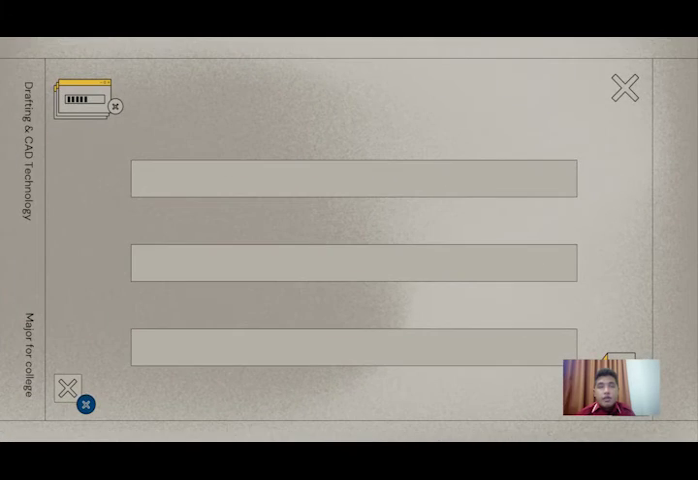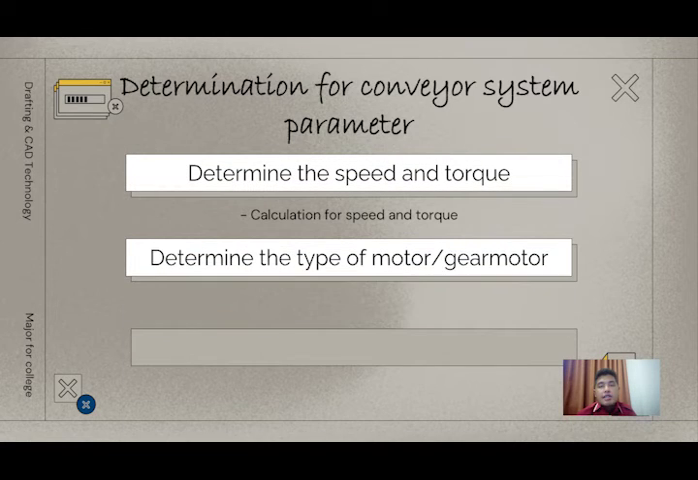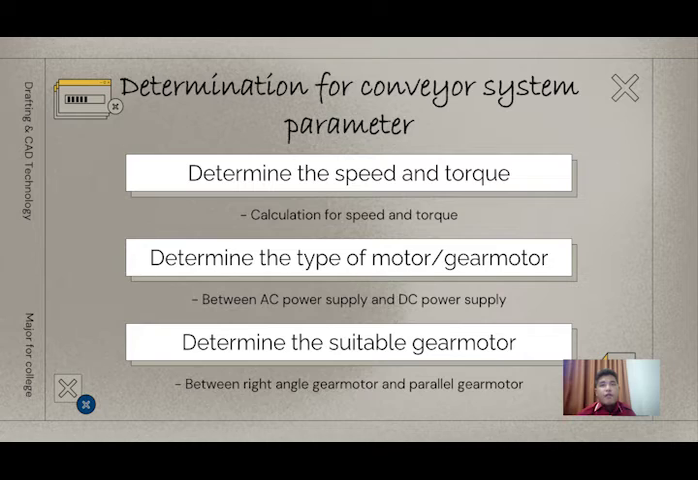The next one is the determination of conveyor system parameters, where we decide the system parameters for our conveyor system. First, we determine the speed and the torque, for which we will make calculations. Second, we determine the type of motor or gear motor, choosing between AC power supply and DC power supply. The third is to determine the suitable gear motor, between the right angle gear motor and the parallel gear motor.